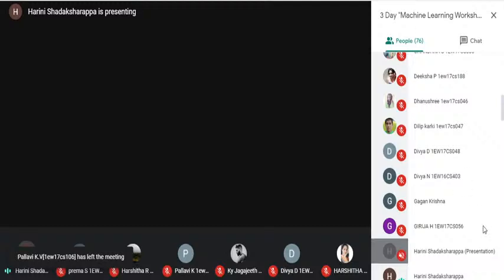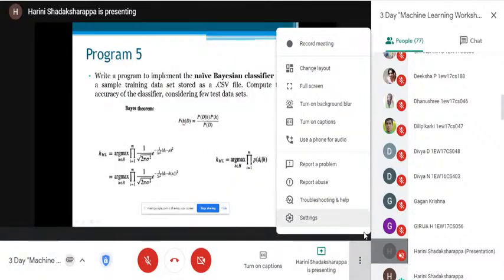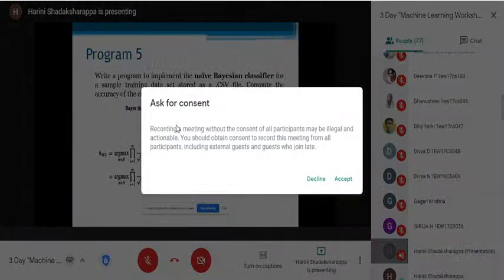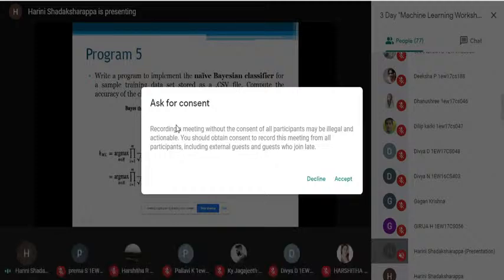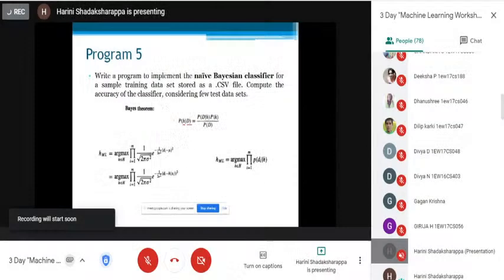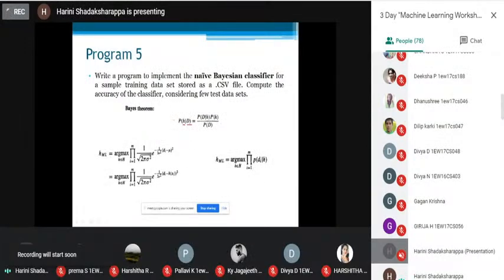H over D. So this H represents the hypothesis. H represents a hypothesis. D represents the training examples or training data. Okay, so this probability, Bayes theorem is based on probability. So now what are we learning?